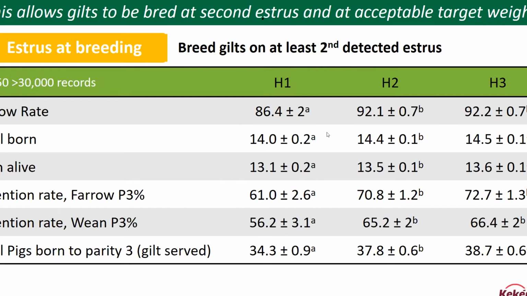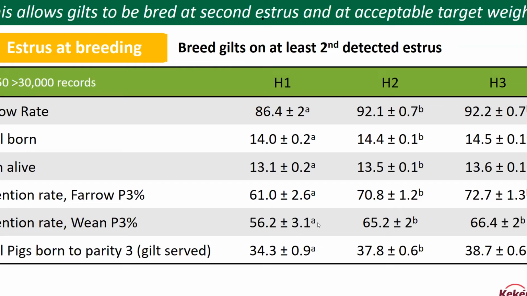So we can see that gilts bred at first estrus, as shown here, had lower farrowing rates, total born and born alive at first parity compared to those sows bred at second or third heat. So see here, it's about a 5% improvement in farrowing rate and about 0.4 of a pig in litter size. And this effect also wasn't just seen at first litter. It was carried through to retention of third parity, as shown here.